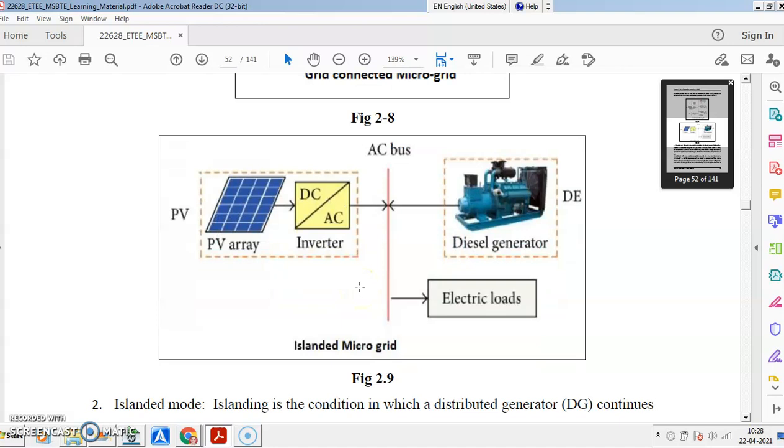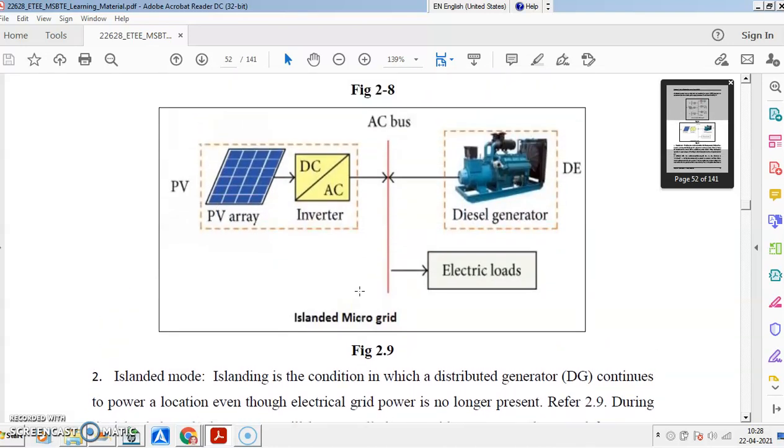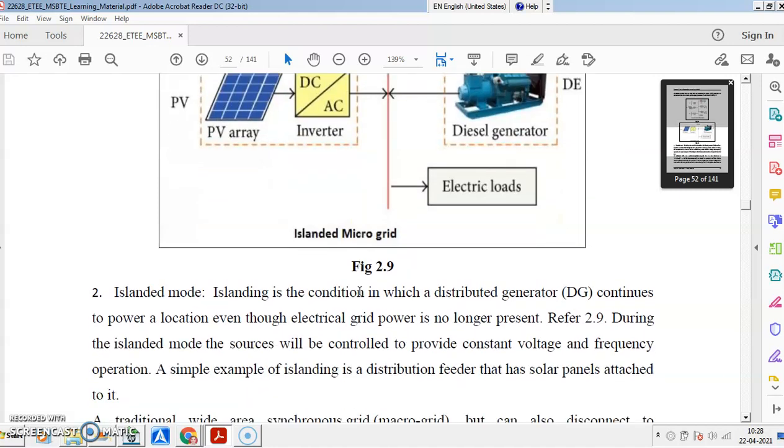And then islanded microgrid. So islanded microgrid is not synchronized. It is an isolated microgrid, isolated distributed generation. So it continues to feed power to the particular location where the grid is installed. Though grid electrical power is no longer present, as far as the figure shows, when microgrid is operating in islanded mode, the sources will be controlled to provide constant voltage and frequency operation.